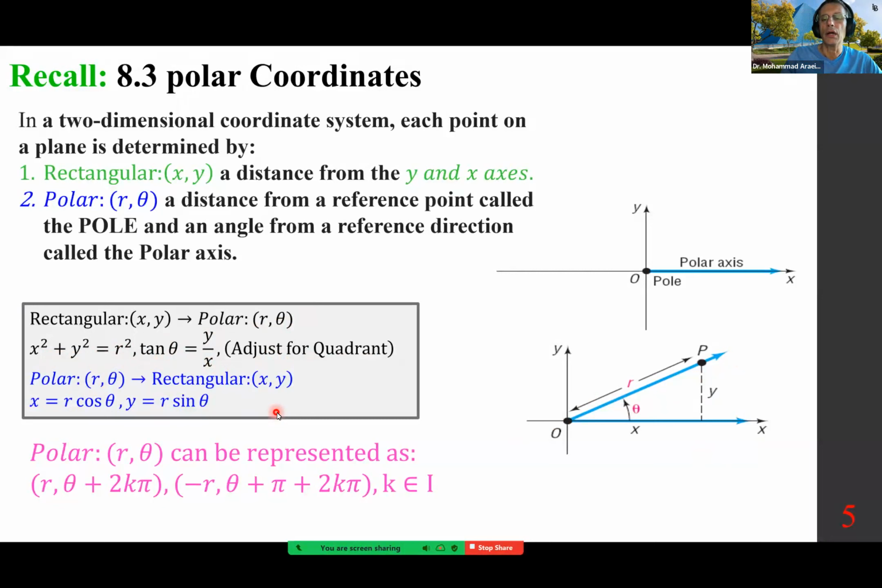And as I mentioned, r comma theta is not unique. Therefore, you can write infinitely many forms. We can add 2k pi, or if you want to change the r to minus, we have to add pi or odd multiples of pi. K is an integer, everybody.